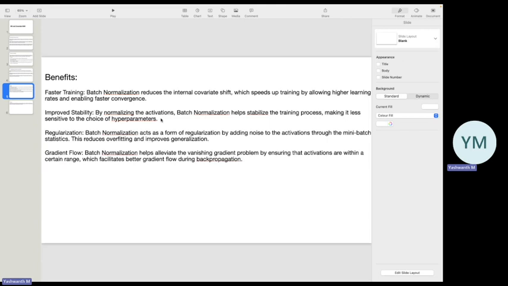It also introduces regularization in some way. Batch norm acts as a form of regularizer by adding noise to activations through mini batch statistics. This reduces overfitting and improves the generalization. Gradient flow: batch norm also helps alleviate the vanishing gradient problem by ensuring the activations are within a range which facilitates better gradient flow during the back propagation.